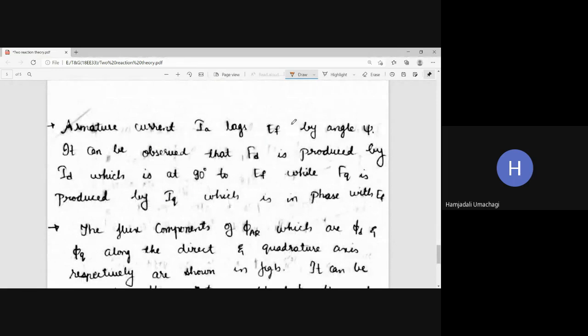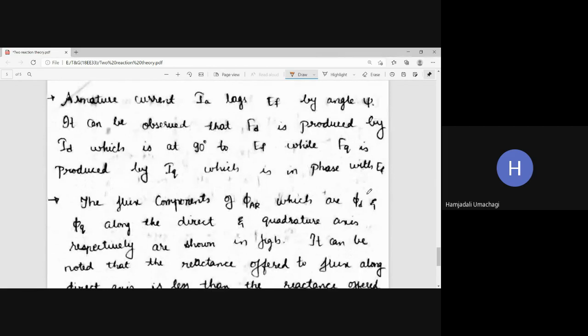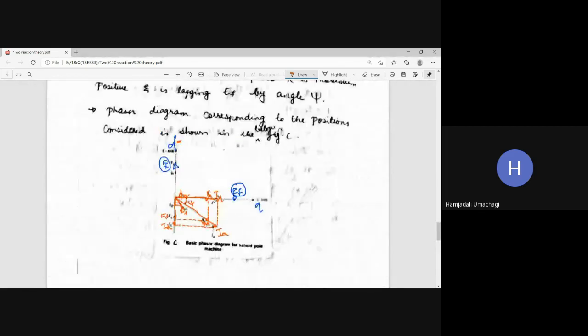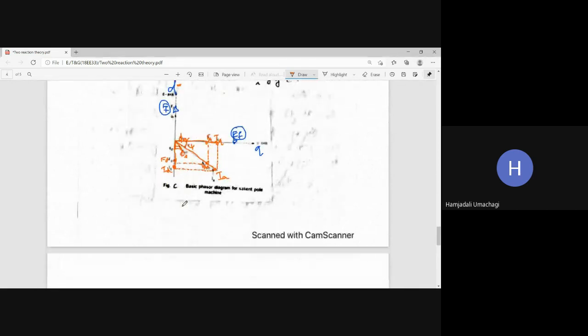Armature current IA lags EF by an angle of psi. It can be observed that FD is produced by ID, which is at 90 degrees to EF, while FQ is produced by IQ, which is in phase with EF. Okay. The flux components of psi AR. What is this psi AR now? Psi AR is the resultant phase angle because of the armature winding.